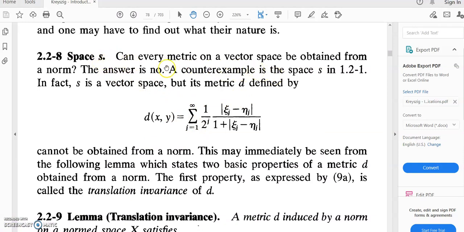The sequence space is a collection of all sequences in which we have defined a metric which we have already studied. d of x,y is equal to the summation j equal to 1 to infinity of 1 by 2 raised to j into modulus of xi j minus eta j divided by 1 plus modulus of xi j minus eta j. In this metric also, d of alpha x, alpha y need not be equal to modulus of alpha into d of x,y, which you can easily prove. So this is also an example of a metric in the sequence space which cannot be induced from a particular norm. So not every metric can be induced from a norm in general.